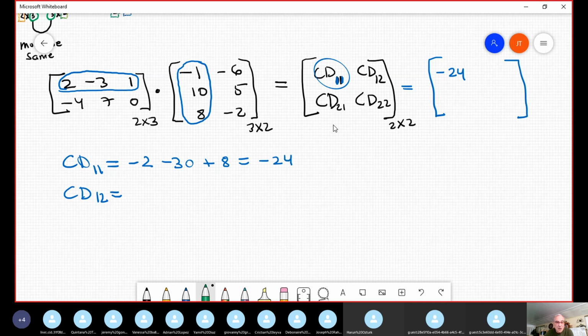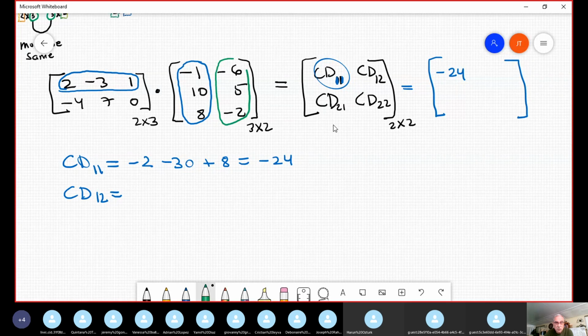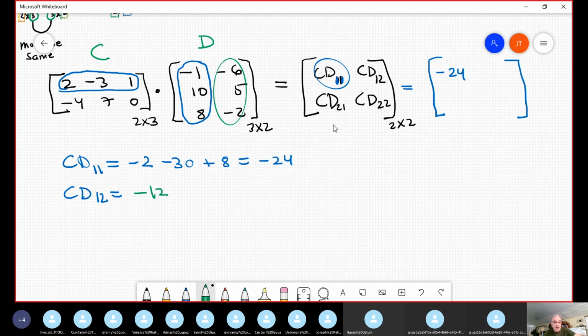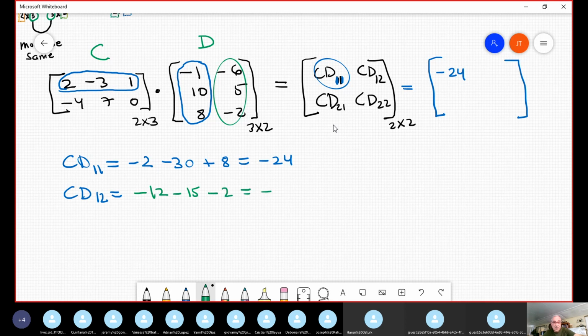CD12 is the multiplication again: row 1 of the matrix C by the entire column 2 of the second matrix, the D matrix. Remember, this is C and this is D. So you multiply 2 times -6, which is -12. Then -3 times 5 is -15. 1 times -2 is -2. And the answer is -29. I copy here -29. Now let's move on to CD21.